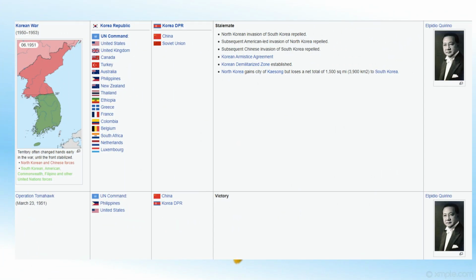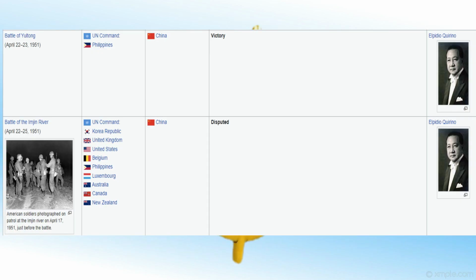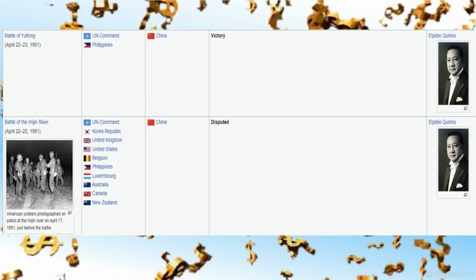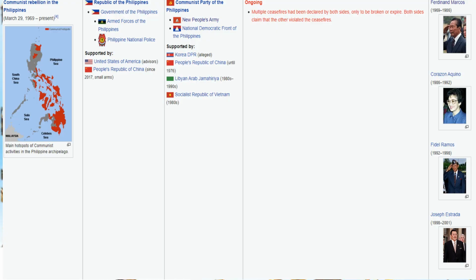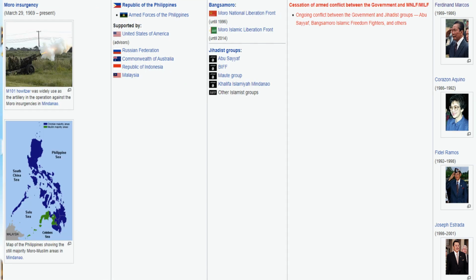There are many reasons, but one of the main reasons is also that the Philippines was always involved in so many wars. Look at this table. The Philippines was involved in the Korean War between 1950 to 1953, Operation Tomahawk around 1951, Battle of Yultong, Battle of Imjin River, Vietnam War between 1964 to 1973, Communist rebellion in the Philippines, Moro insurgency, and there are many small and big involvements.